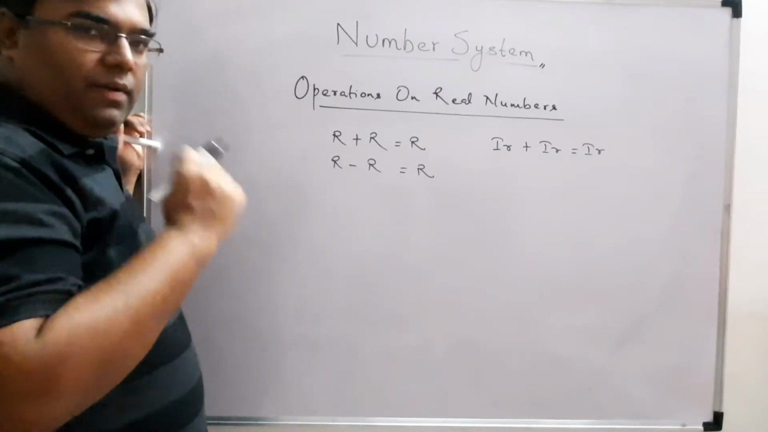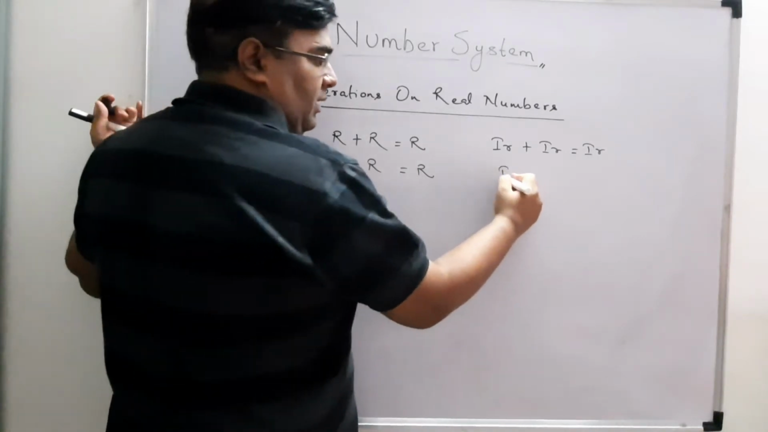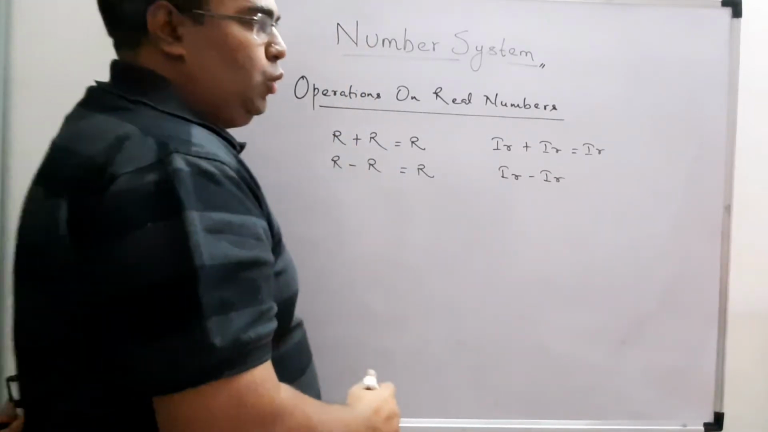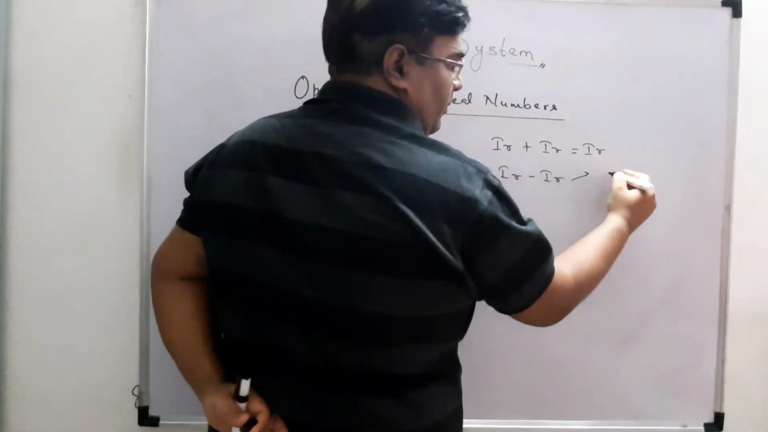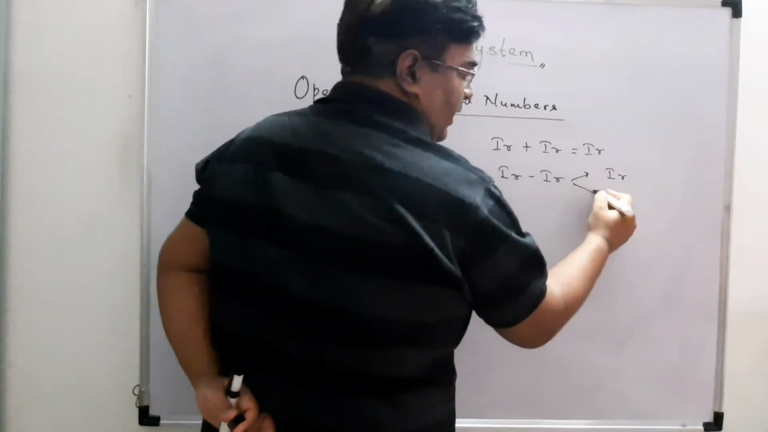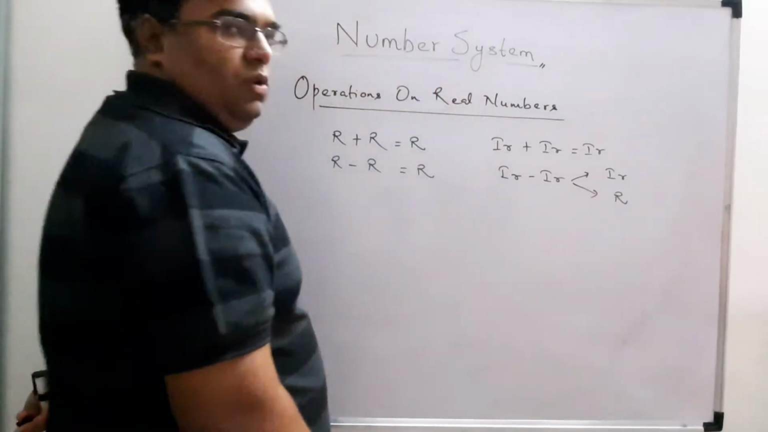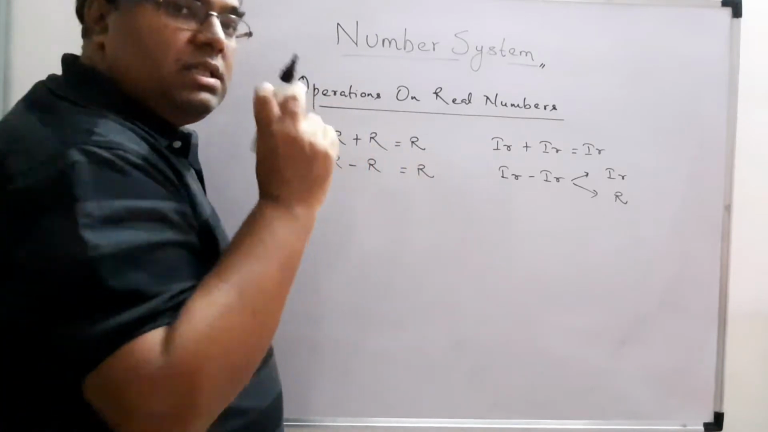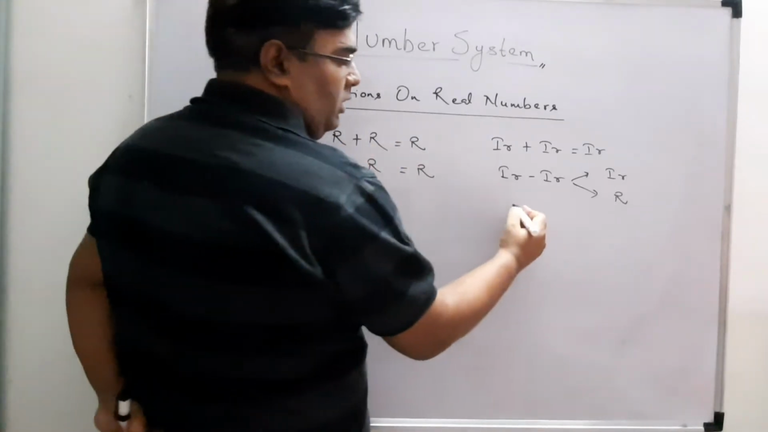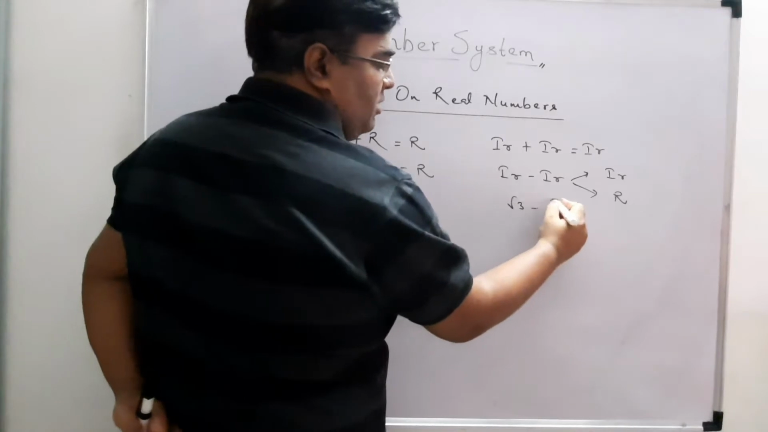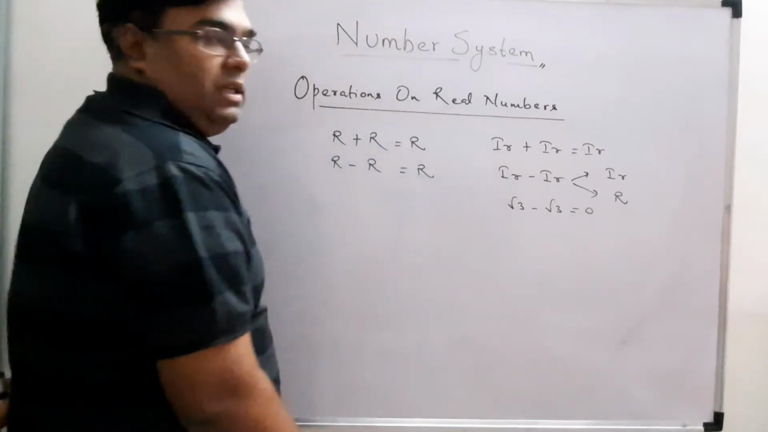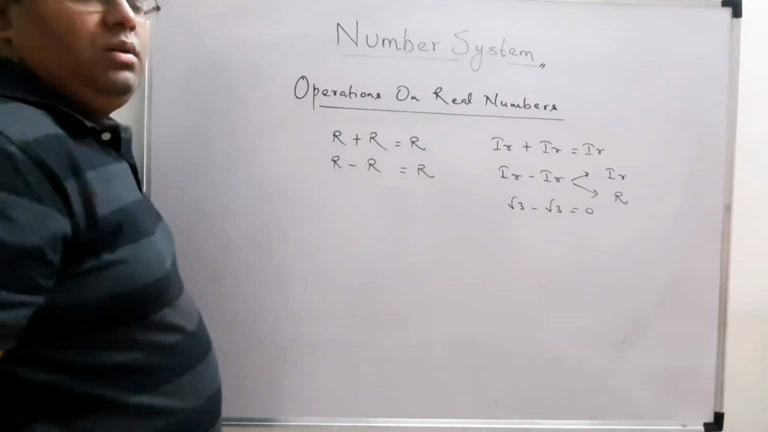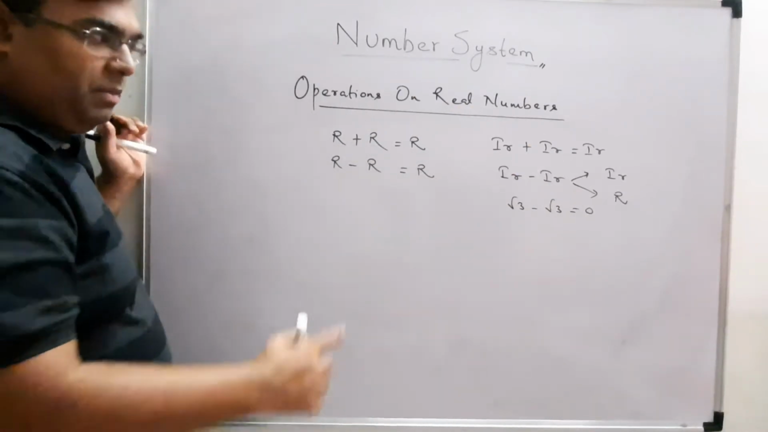But in irrational, if you subtract two irrational numbers, there can be two cases. One, it can be irrational, and it can be rational also. Now, in which case will it be rational? If you subtract the same irrational number. Suppose you have root 3 minus root 3, you will get 0, and in that case my irrational number gets converted into rational. Okay, remember this point.